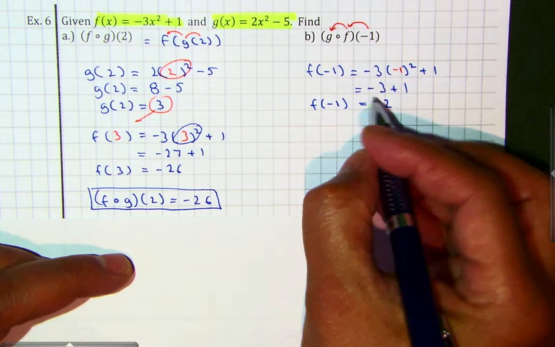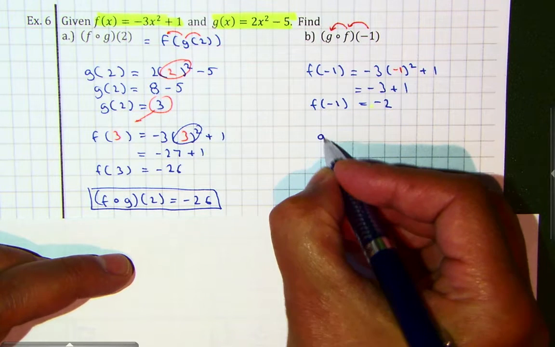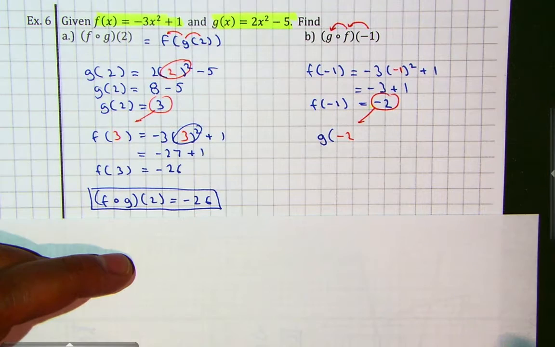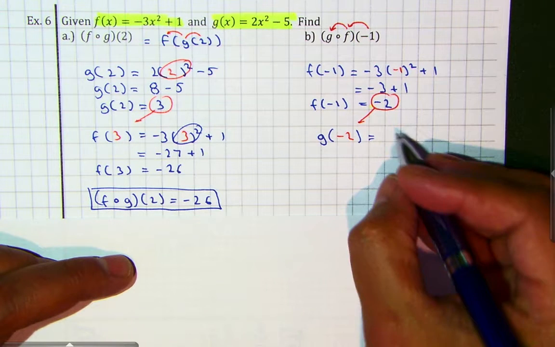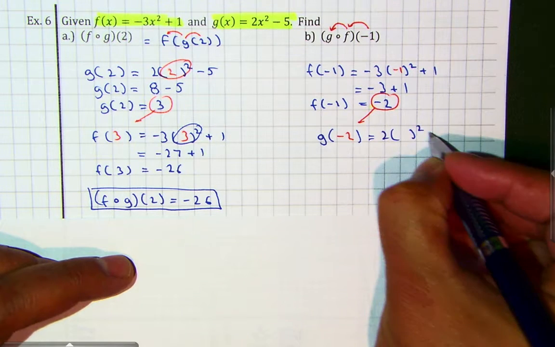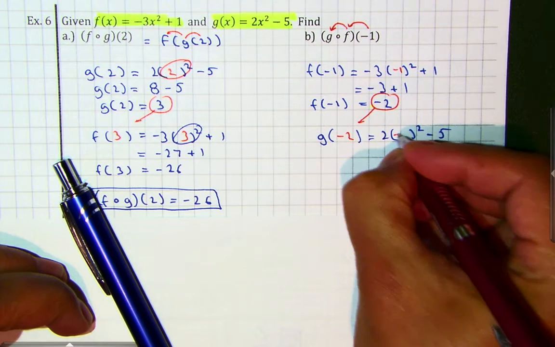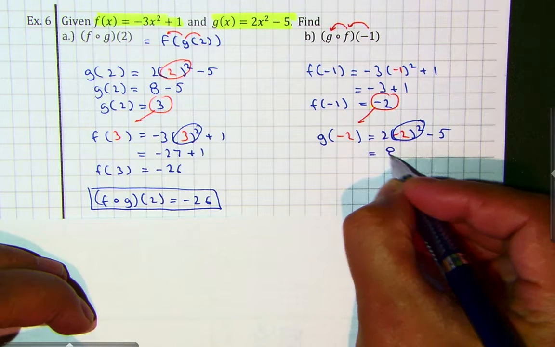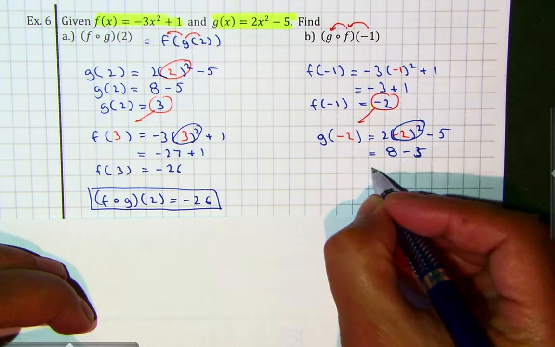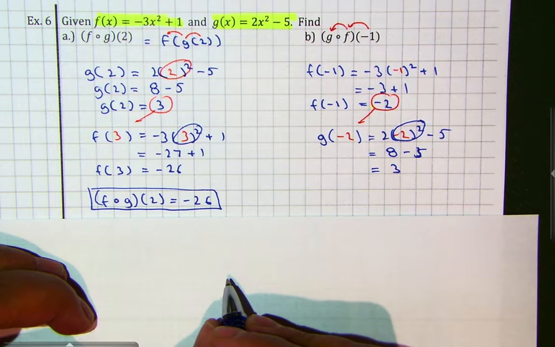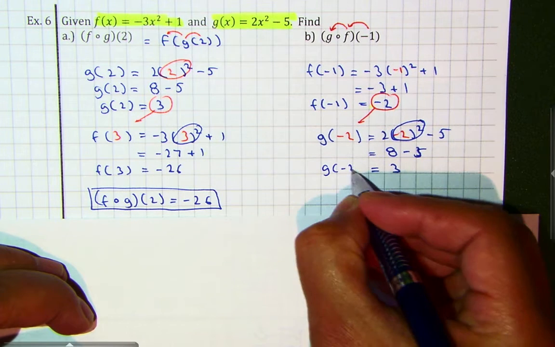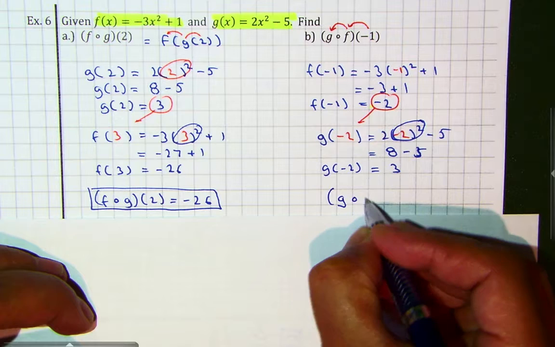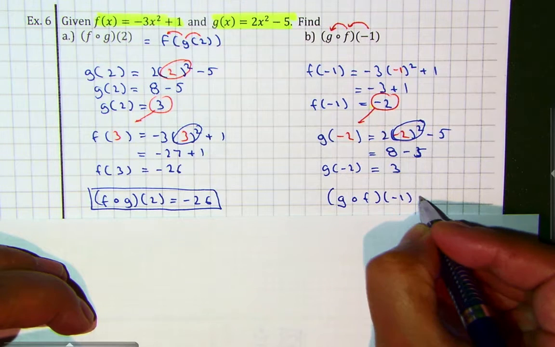Whatever you get, you're going to plug inside the g. So now we have g of negative 2, which is equal to 2x squared minus 5. That gives me 4 times 2 will be 8, minus 5 will give me 3. So therefore, g of negative 2 is 3, which means that g composed with f of negative 1 is equal to 3.